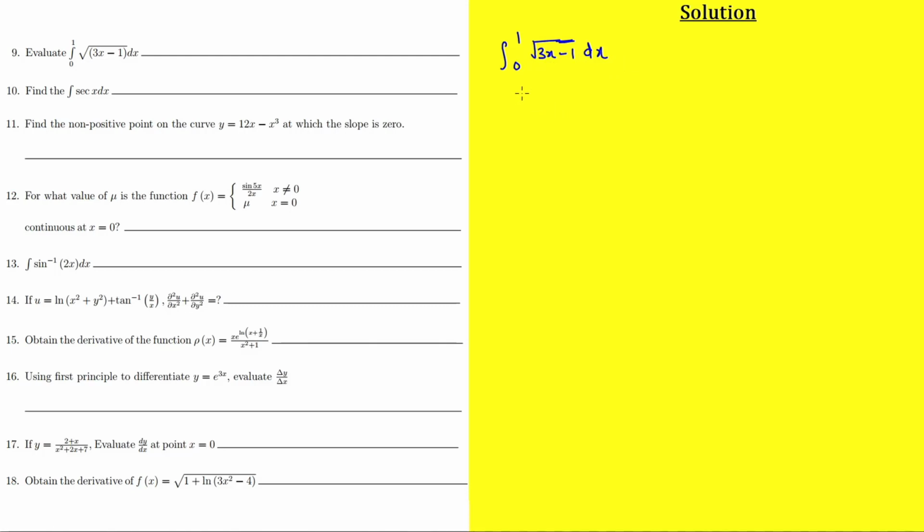Alright, so to make all things go easier for us, we can just say let our u be equal to 3x minus 1. And if I differentiate u here, I'm going to have this to be 3 dx, because if I differentiate 3x, I'm just going to have 3 dx. Another thing here is that since I'm using this transformation u equals 3x minus 1, I also need to transform my limit.